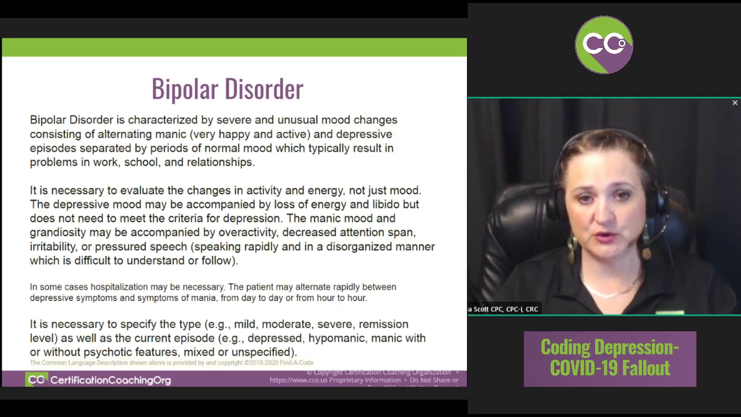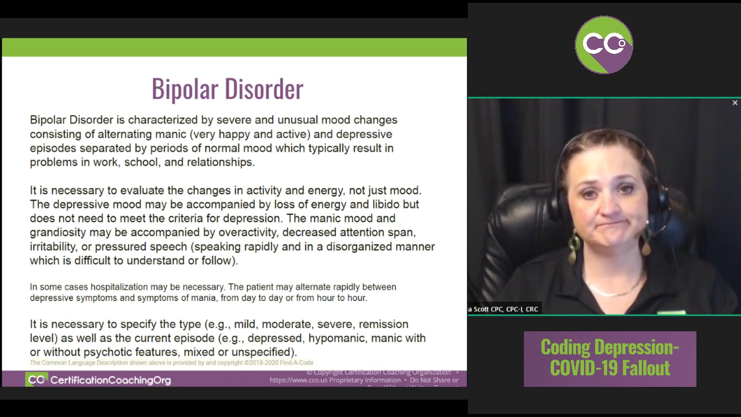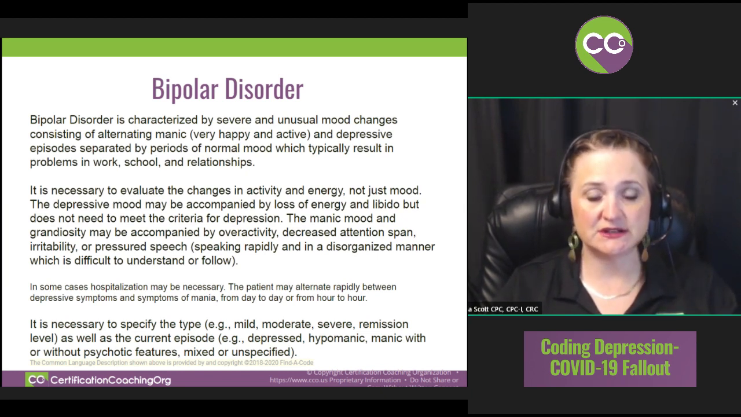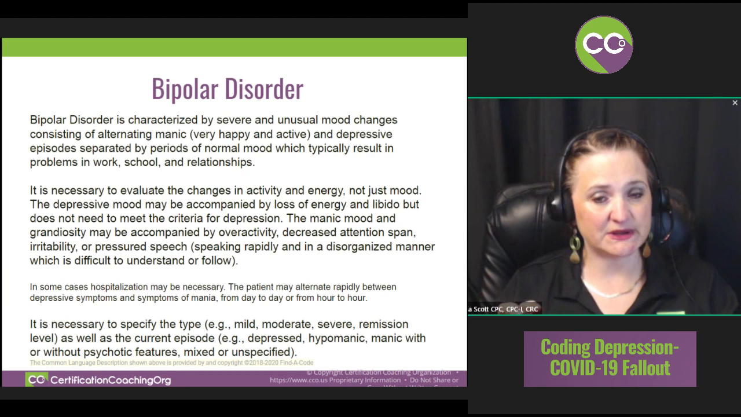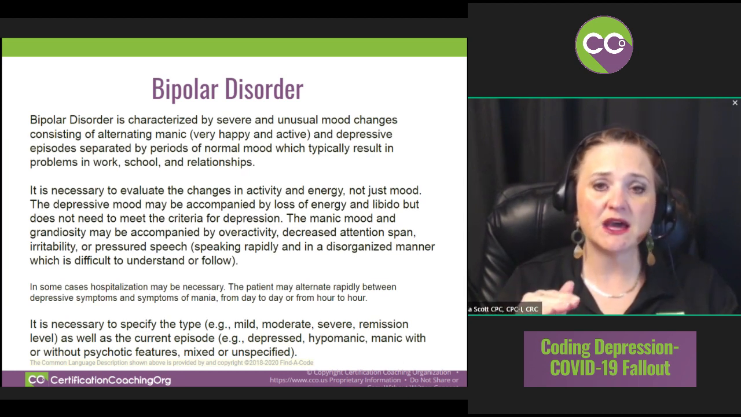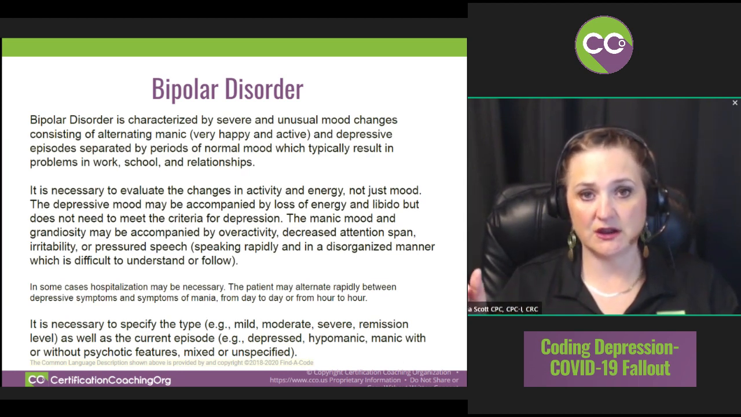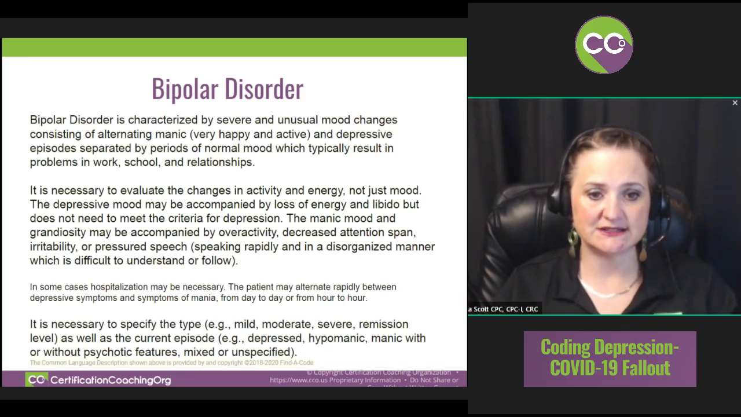Now, also, bipolar disorder, hospitalization is needed, and we want to make sure we get to the highest specificity of those, because of reimbursement for inpatient stays.